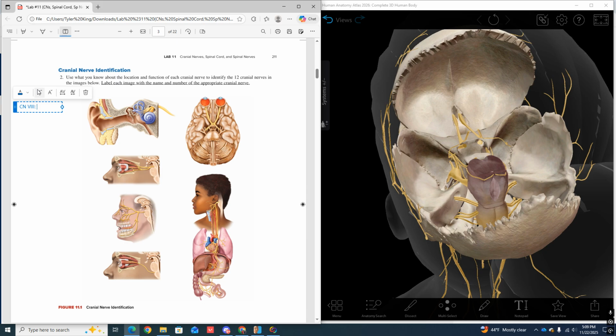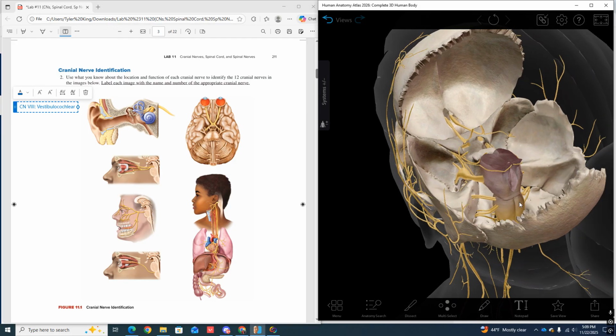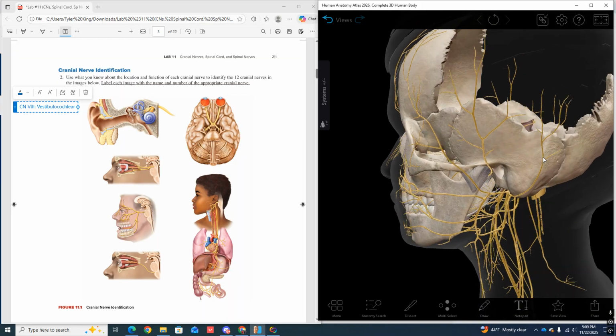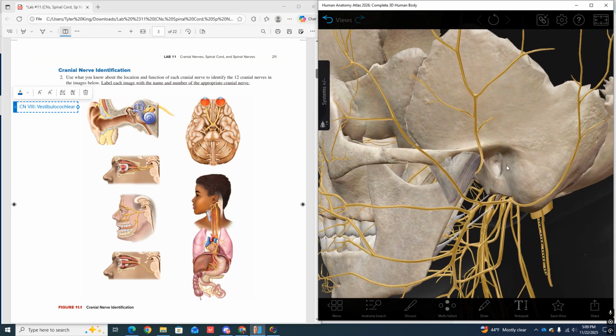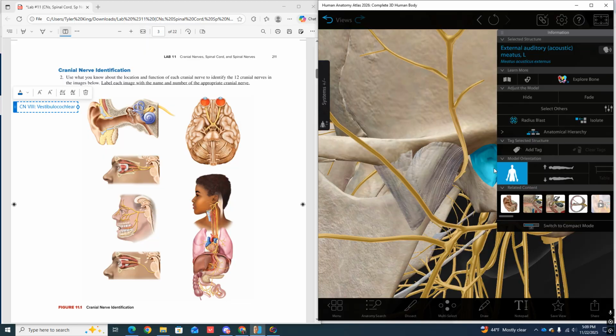CN VIII, and this is vestibulocochlear, all right? Purely for hearing and for balance. Where we would find this guy on here is if we look inside of the ear here. This is called your external auditory meatus.